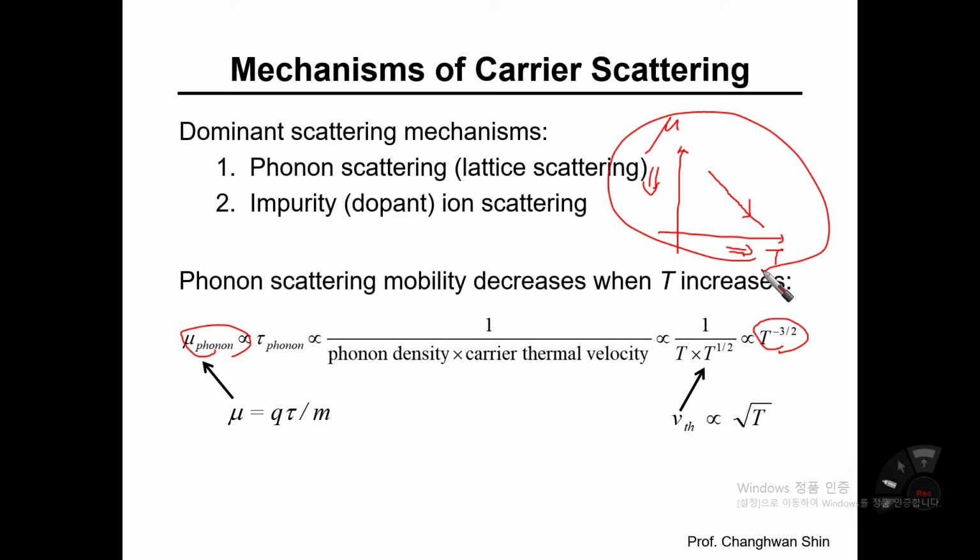If the temperature of the silicon substrate is increased a lot, then many silicon atoms consisting of the silicon substrate are vibrating too much.